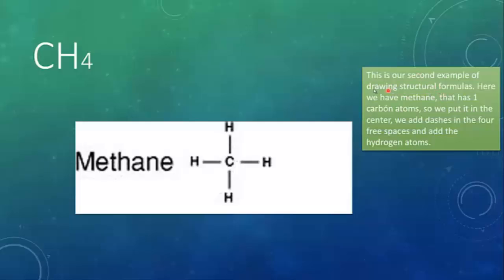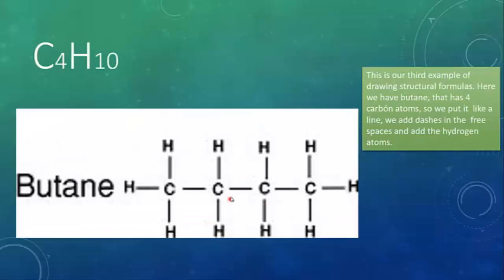This is our second example of drawing structural formulas. Here we have methane that has 1 carbon atom. So we put it like in the center. We add dashes in the 4 free spaces and add the hydrogen atoms. This is our third example of drawing structural formulas. Here we have butane that has 4 carbon atoms, so we put it like in a line. We add dashes in the free spaces and add the hydrogen atoms.